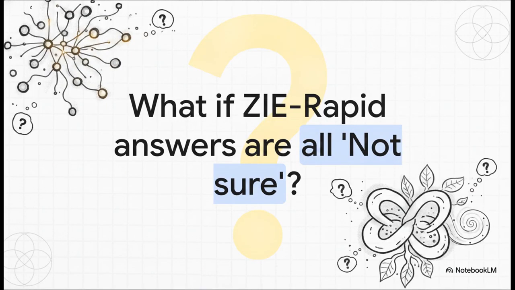Let's step it up to a 2-star boundary case straight from the source material. What happens if you're evaluating an interaction, say, with a highly advanced AI or some totally unknown ecosystem? And when you ask those ZI Rapid questions, your honest answer to all of them is just not sure. You simply do not know enough to say if the entity is a care subject that can even be harmed. What are you supposed to do then?